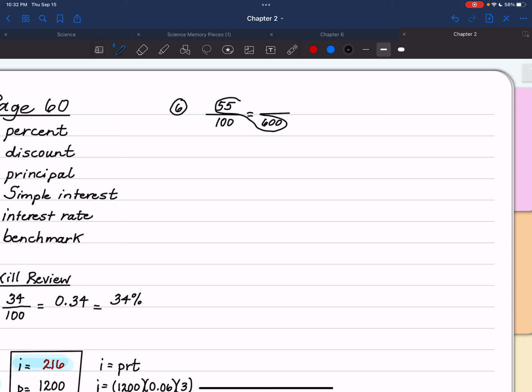So I will multiply 55 times 600, and that is 33,000. Divide that by 100. You can also cancel the zeros, and you get 330 use softener.